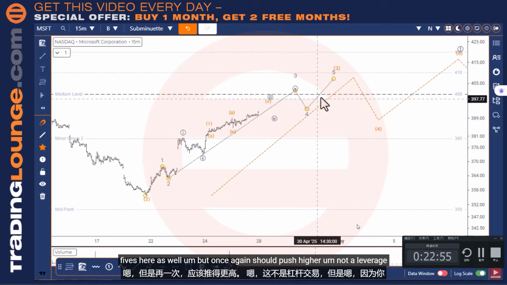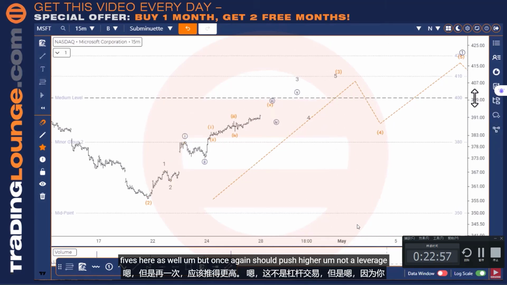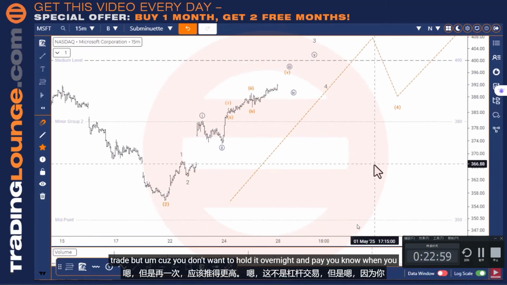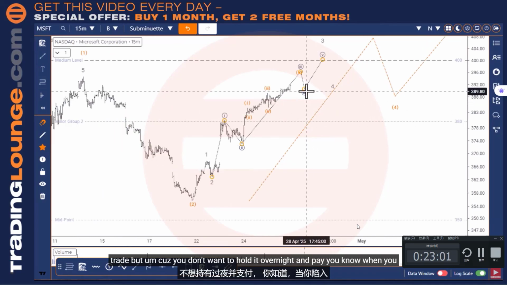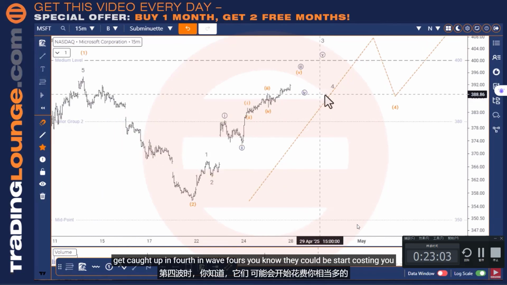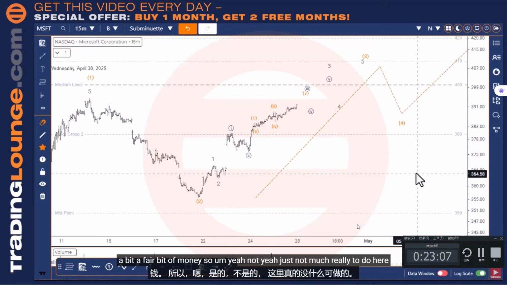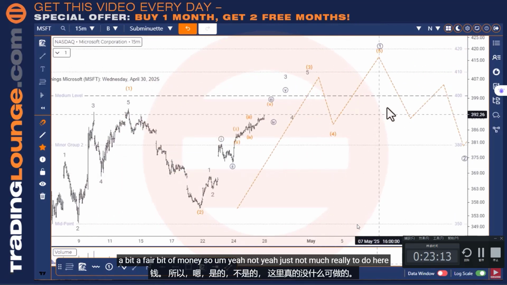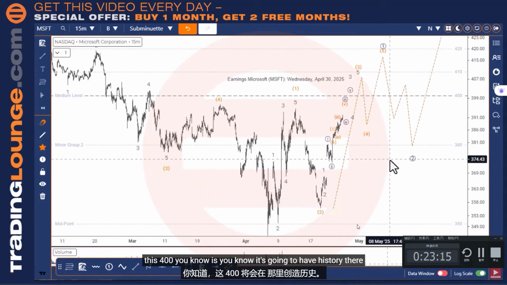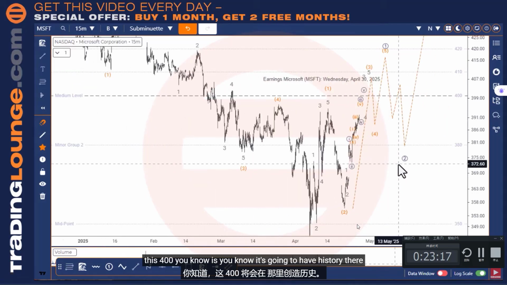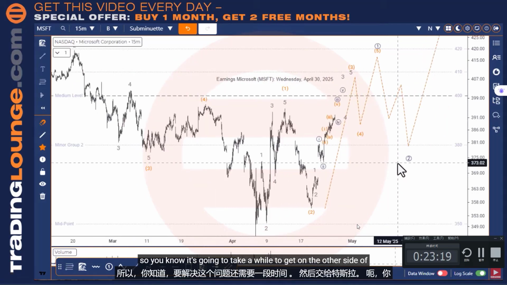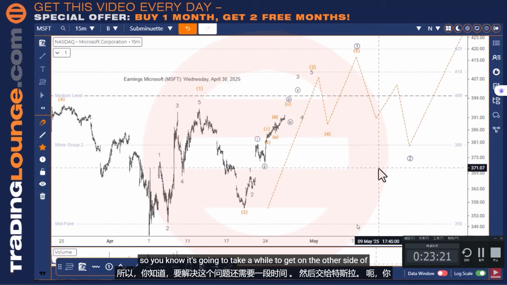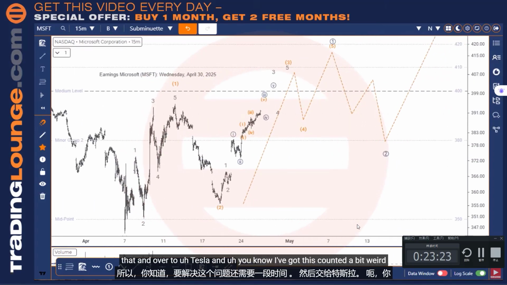But once again, should push higher. Not a leverage trade, but because you don't want to hold it overnight and pay when you get caught up in wave 4s, they can start costing you a fair bit of money. So just not much really to do here. This 400 is going to have history there, so it's going to take a while to get on the other side of that.